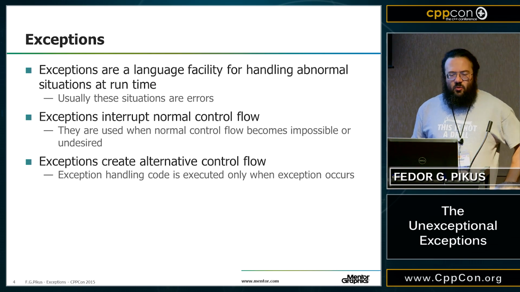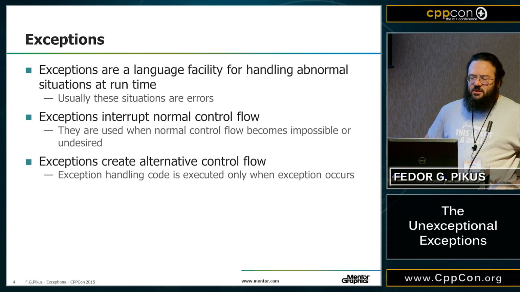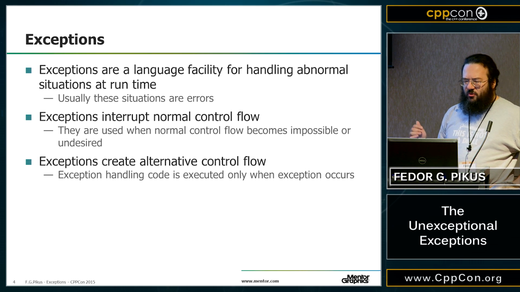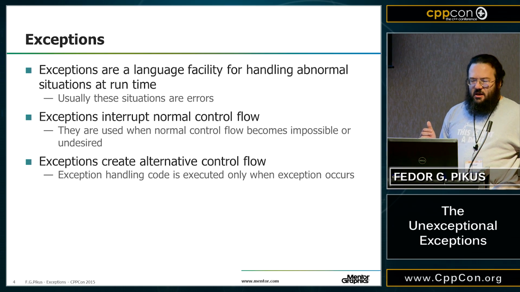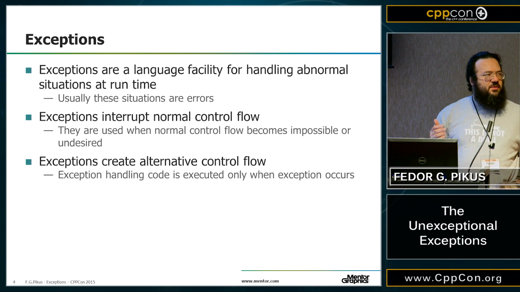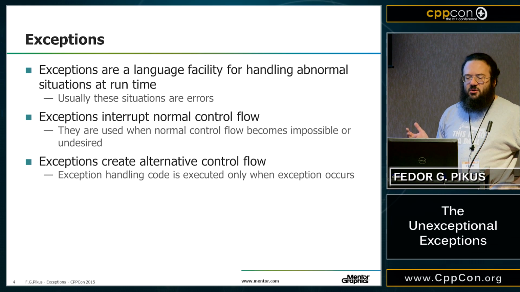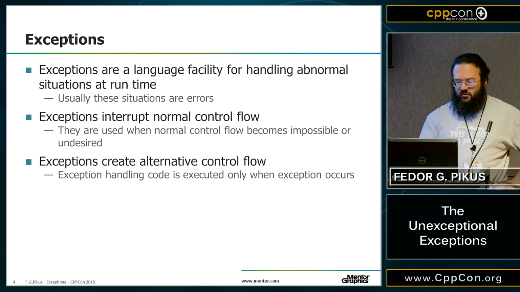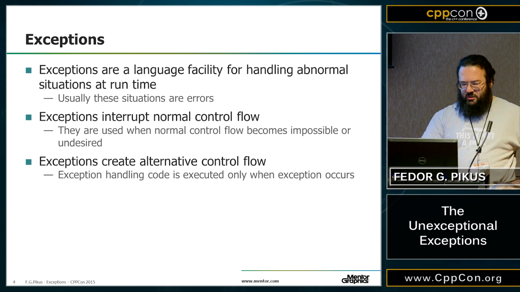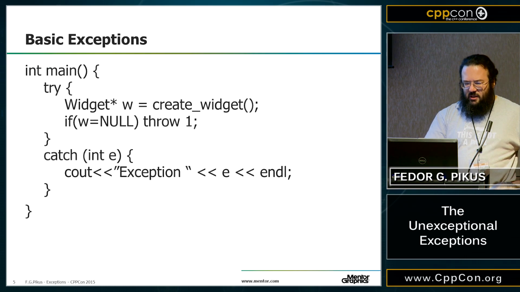Okay. What is an exception in C++? Exceptions are a language facility for handling basically abnormal situations. Usually there are some sort of errors. The non-trivial thing about exceptions, they interrupt a normal control flow. We'll see how that happens. And there is a reason for that. They are used when the normal control flow becomes impossible or at least undesirable. That's why they interrupt the normal control flow. And they create alternative control flow, which is executed only when exceptions happen.